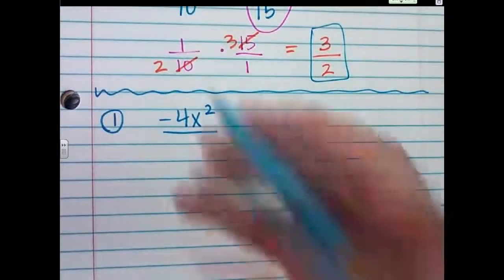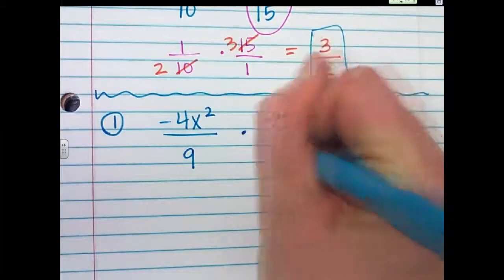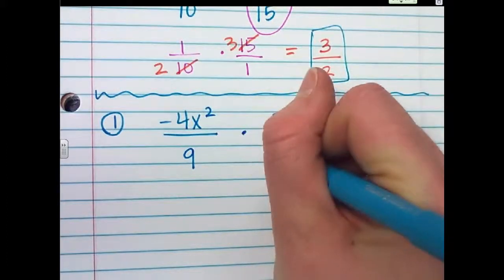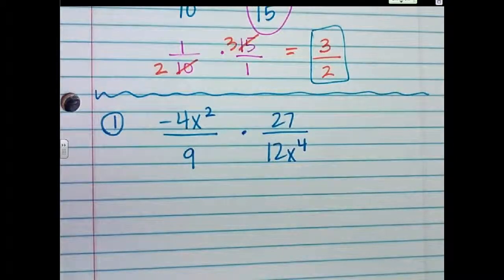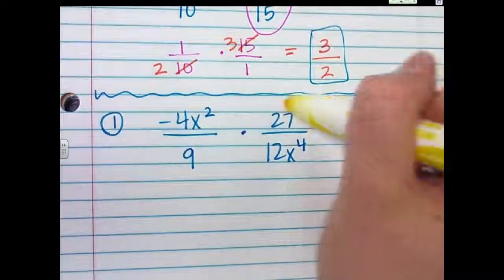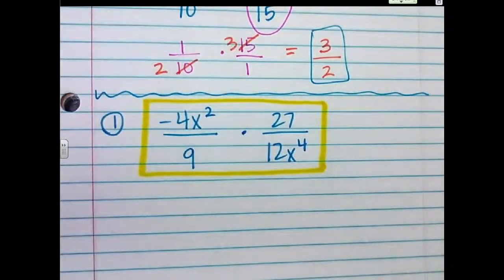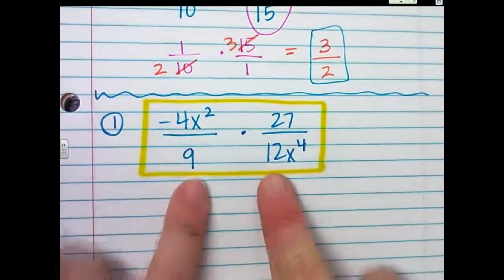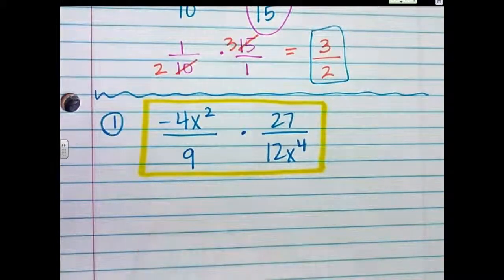Okay, number 1. Negative 4x squared over 9 times 27 over 12x squared. So, just like yesterday, if you can factor first, factor first. But these first 3 we're going to do, you can't factor, because they're all just monomials. And this is what I mean when I say you might not want to multiply across the top and across the bottom because you're going to get big numbers. So I'm going to simplify what I can first.